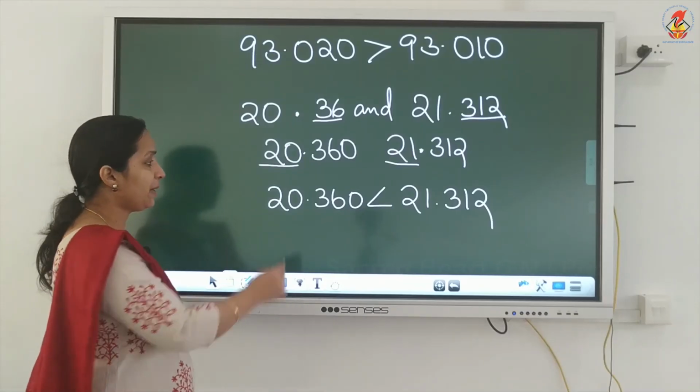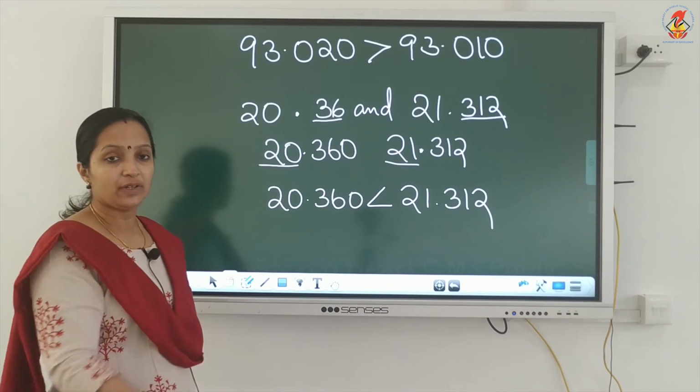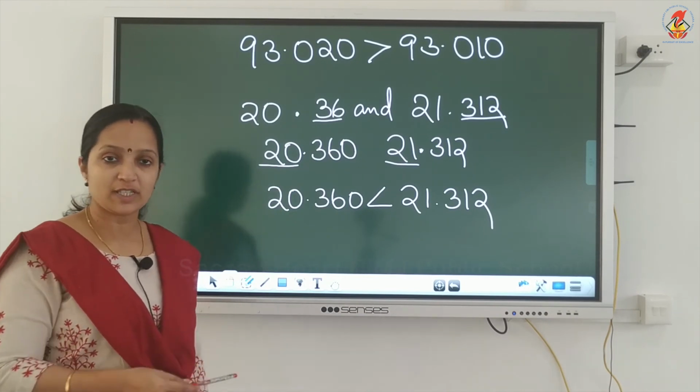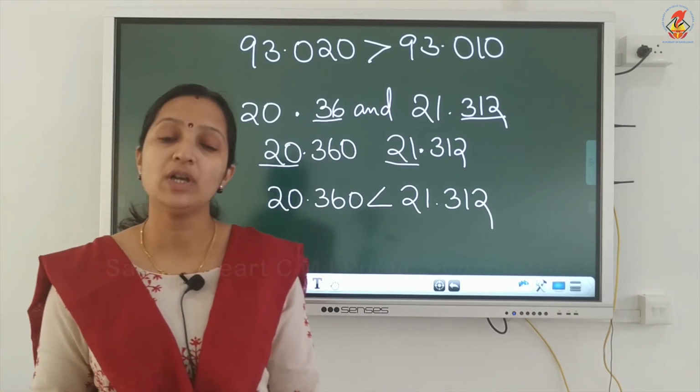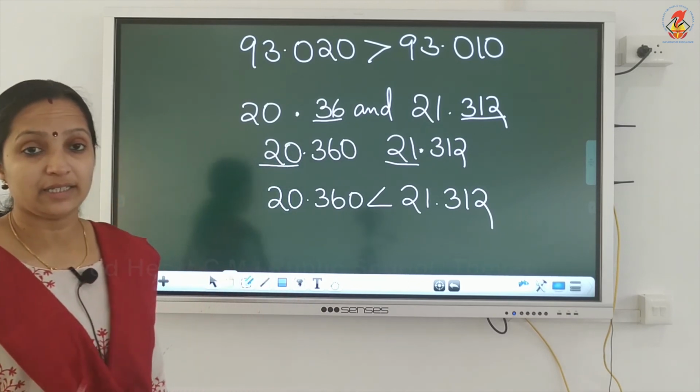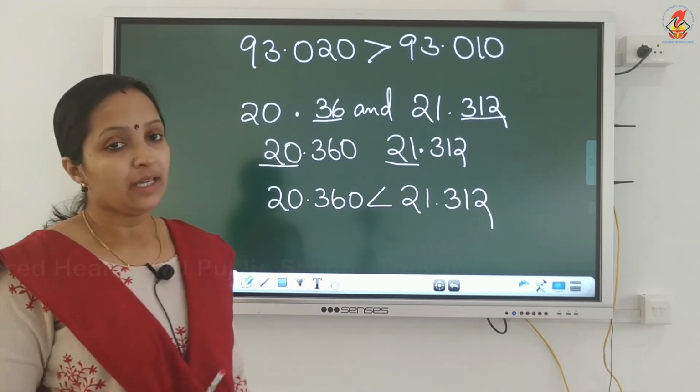Okay children, I hope the comparison rule is clear. If the whole number part is same, start looking onwards at the decimal part. Look at the first place, second place, like that it will go. Where you are getting the greatest digit, that particular number will be the greatest number.